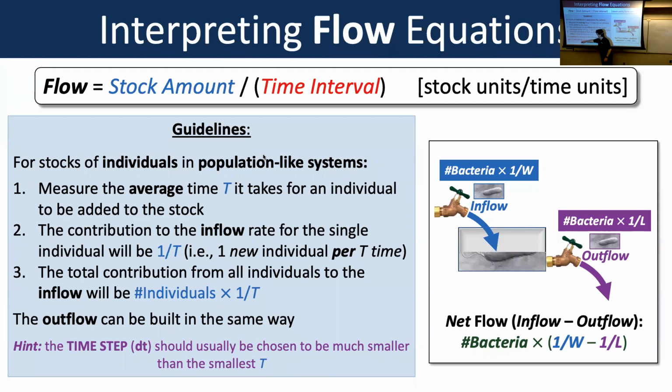And I make sure that I choose my DT to be much smaller than all of these so-called time constants, T or L or whatever. I want to make sure my DT is probably at least 10 times or 100 times smaller than the smallest one of these as a starting point. So any questions about this for population-based systems before I flip to accumulation-based systems like the toilet?